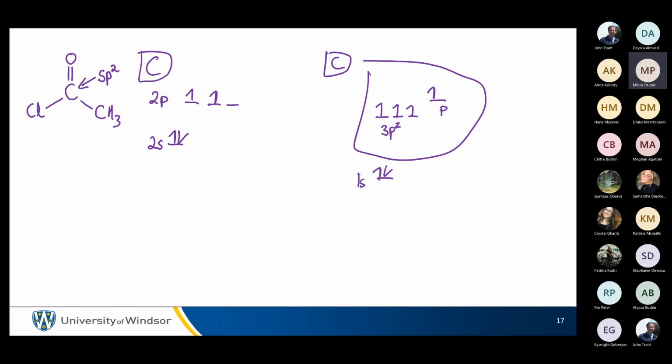Okay. Quick question about this one. Why did you put 3p? Oh, because I can't. Okay. I meant it's 3 times sp2. I'm sorry. That's okay. All right. I just had questions. I'll share my screen. Yeah. I can stop sharing.